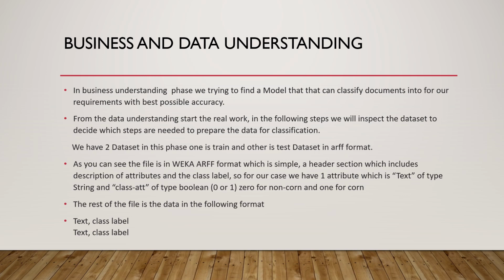One is the train and the other one is the test data set, in ARFF format. As you see in the file, Weka only allows the ARFF format, which is simple, with a header section which includes the description of the attributes and the class labels. So for our case, we have one attribute, which is text of type string, and the class attribute of type boolean, which is 0 for non-con and 1 for con. The rest of the file in the data is in the following format: text and the class label.